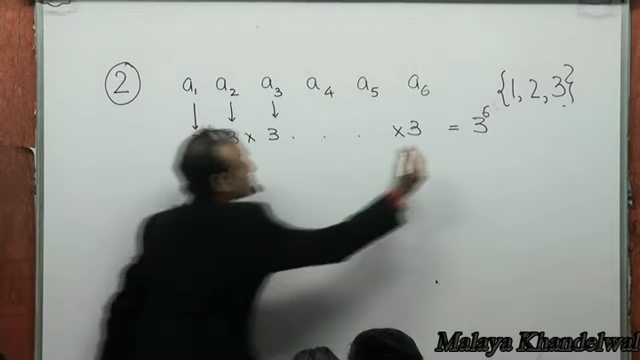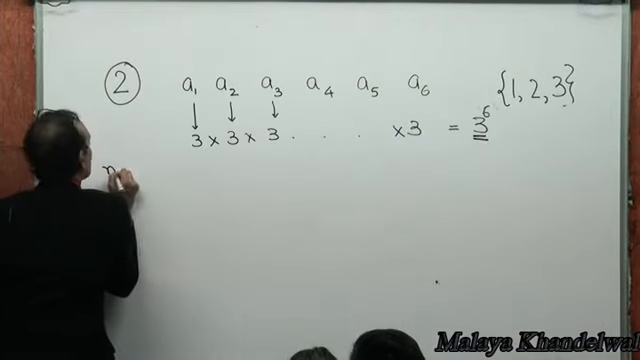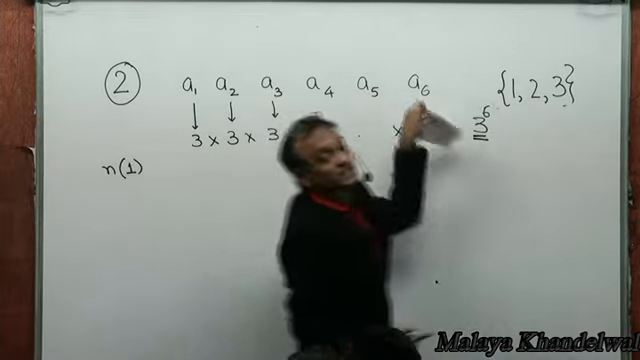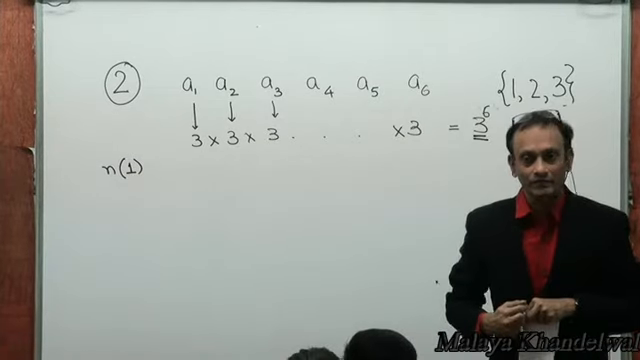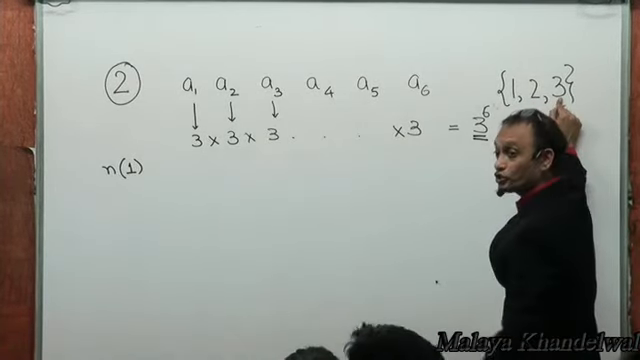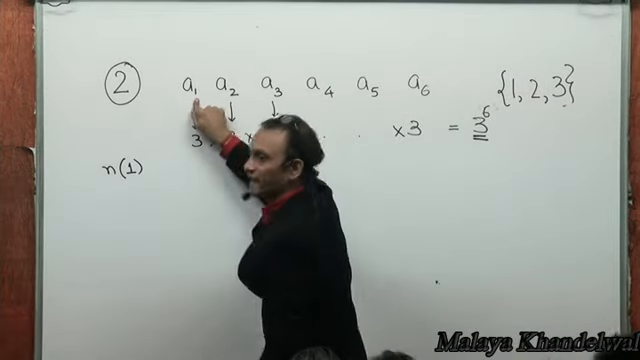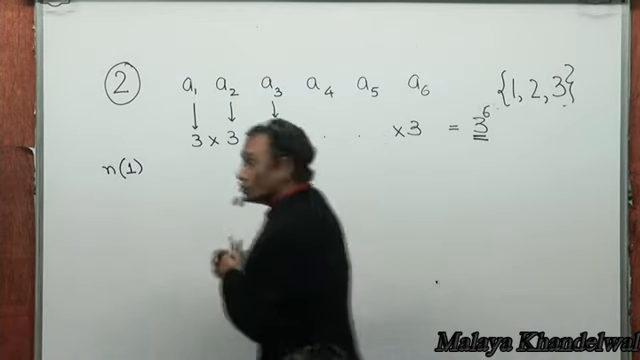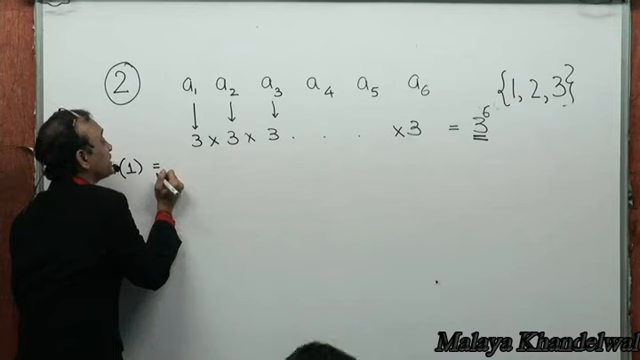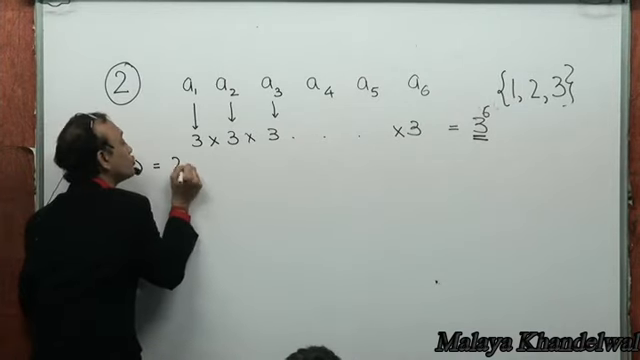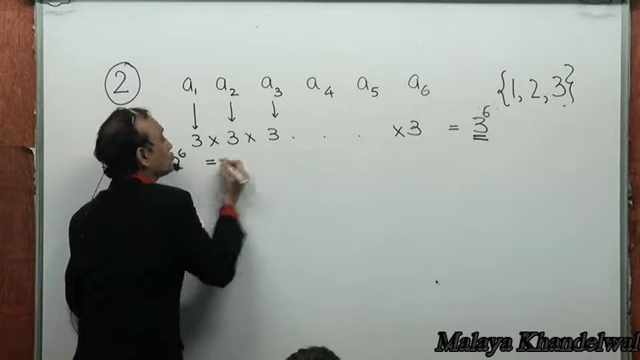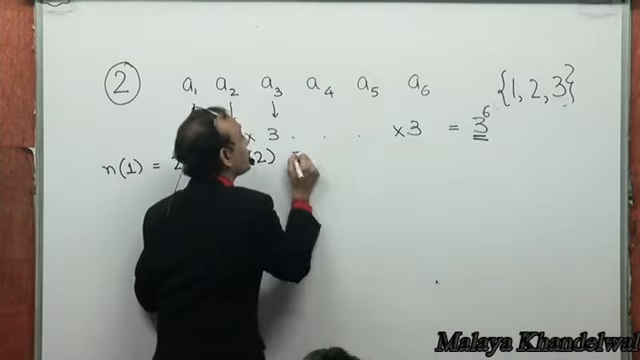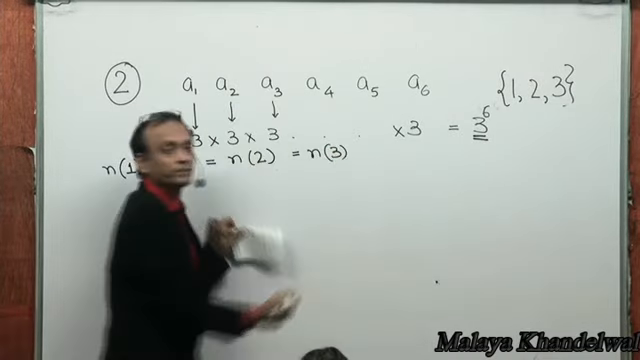Of these 3 to the power 6 numbers, n1 represents the number of these 6-digit numbers that don't contain 1. That means they could contain 2 or 3. That means A1 could be filled up in 2 ways, A2 in 2 ways, A3 in 2 ways, A6 in 2 ways. So the number of these numbers that don't contain 1 is going to be 2 to the power 6. And is it not equal to the number that don't contain 2? Is this also not equal to the number that don't contain 3? Yes or no?